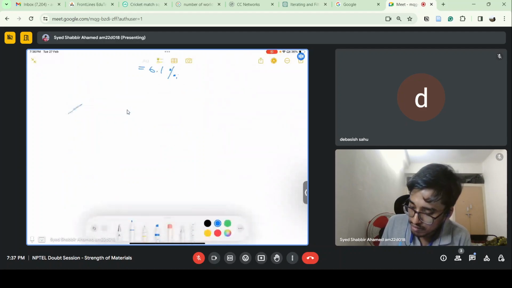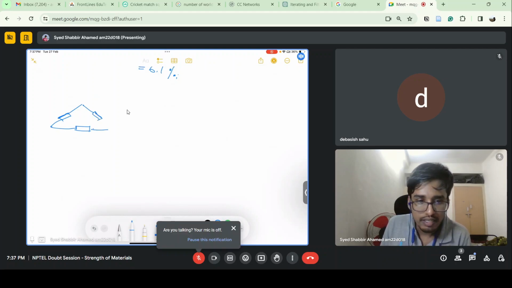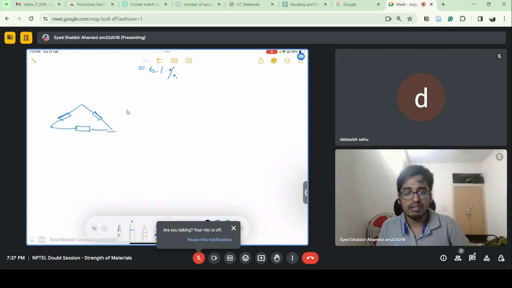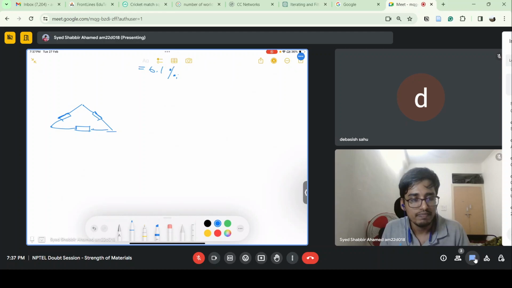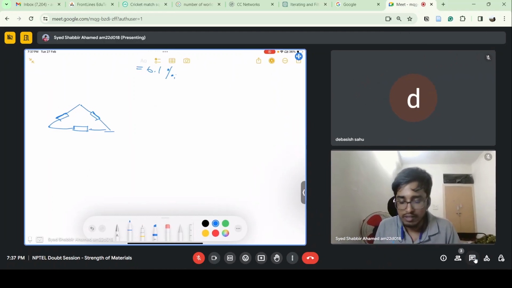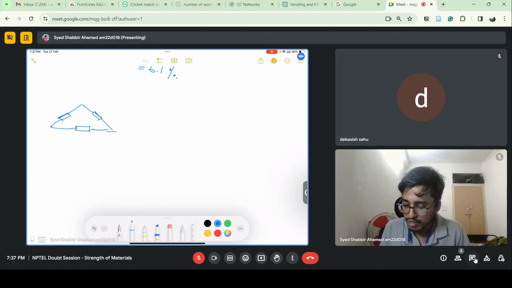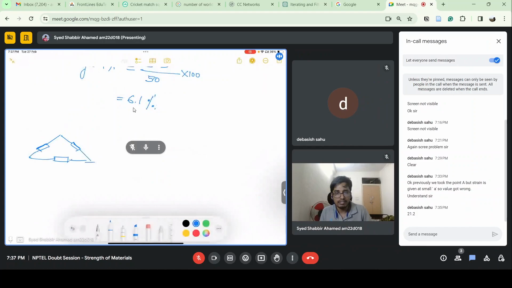So whenever we want to calculate the state of strain at a point using the strain gauges, we cannot calculate the state of strain with a single strain gauge. We at least need three strain gauges to get this. So there are various configurations.